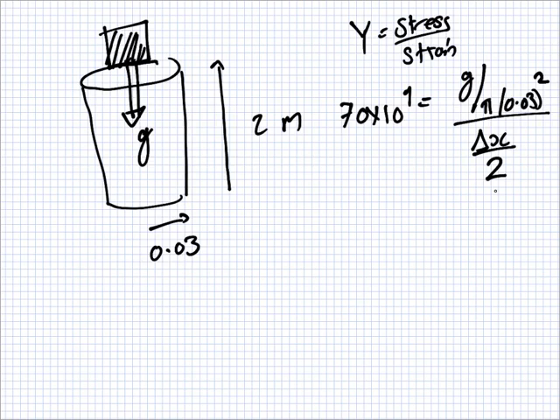Let me double check. 70 times 10 to the power 9 divided by G times pi times 0.03 squared divided by 2. If I multiply the top and bottom by 2, and then flip it. Okay. What did you get? 9.91. Yeah. So if you solve this, you get delta x equals 99.1 nanometers.